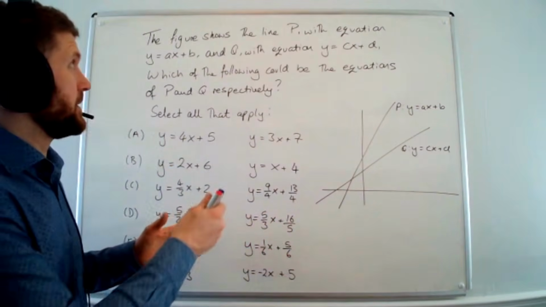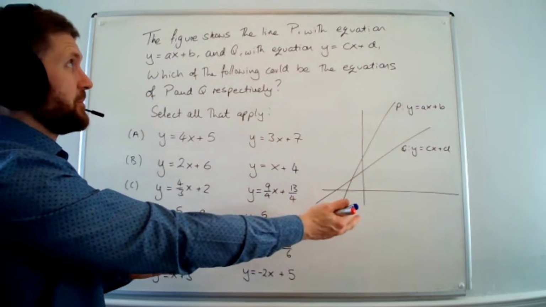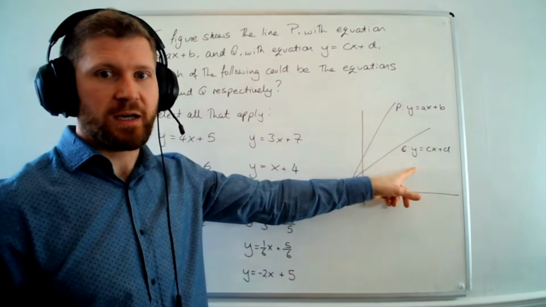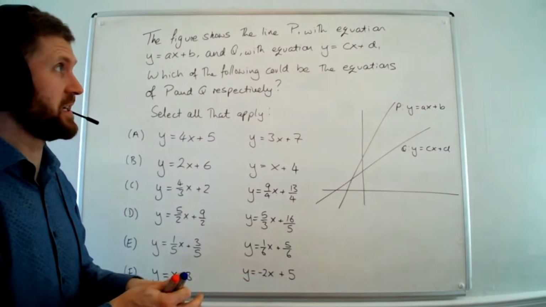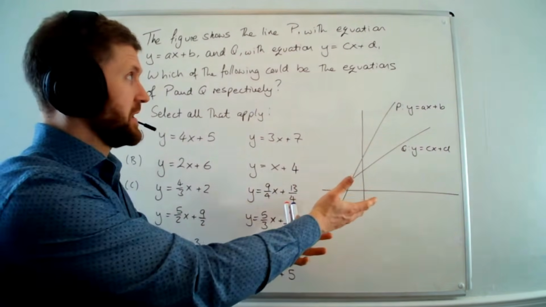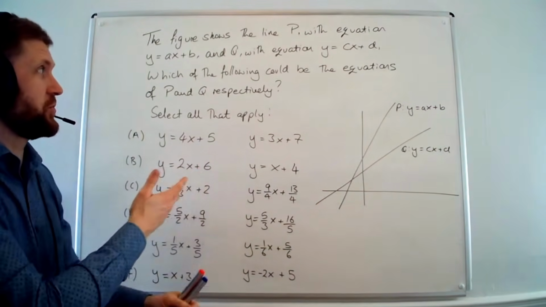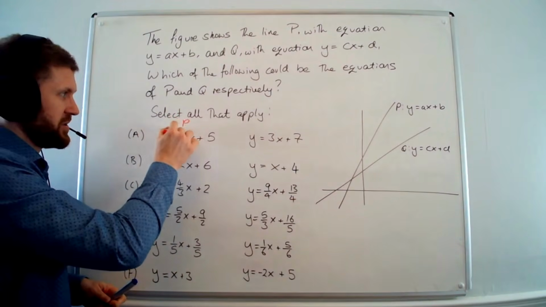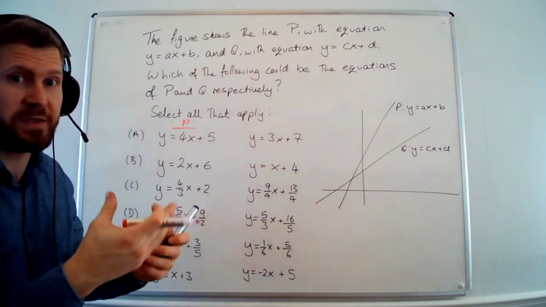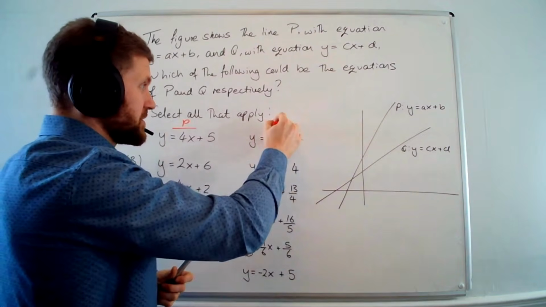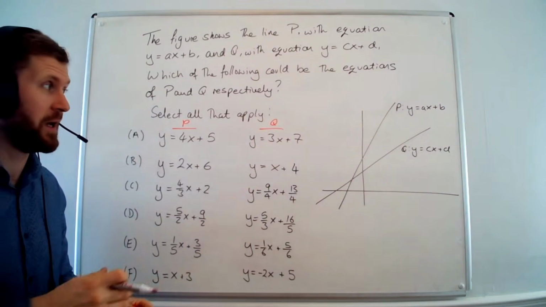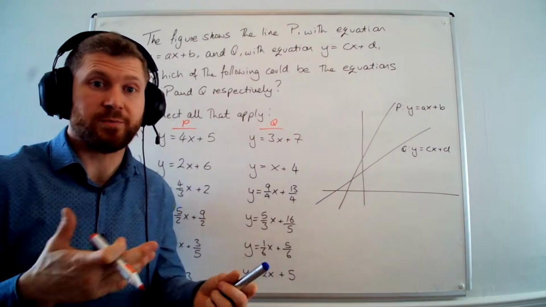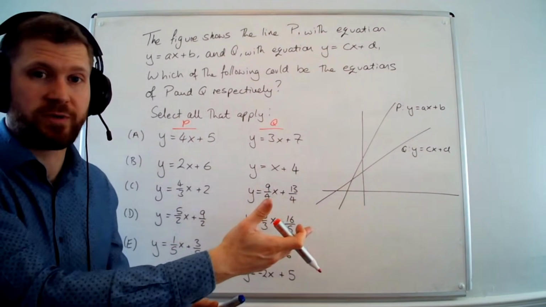So what's going on here is we were given a figure, and this figure shows the line P with equation y equals ax plus b, and the line Q with equation y equals cx plus d. So we've got a figure, we've got 2 lines here. Which of the following could be the equations of P and Q respectively? So in each of these answer choices, this first line could be the equation of line P, and this could be the equation of line Q. And I've got to work down through each of these answer choices and say, well, which one looks reasonable? Which ones could be these 2 equations?